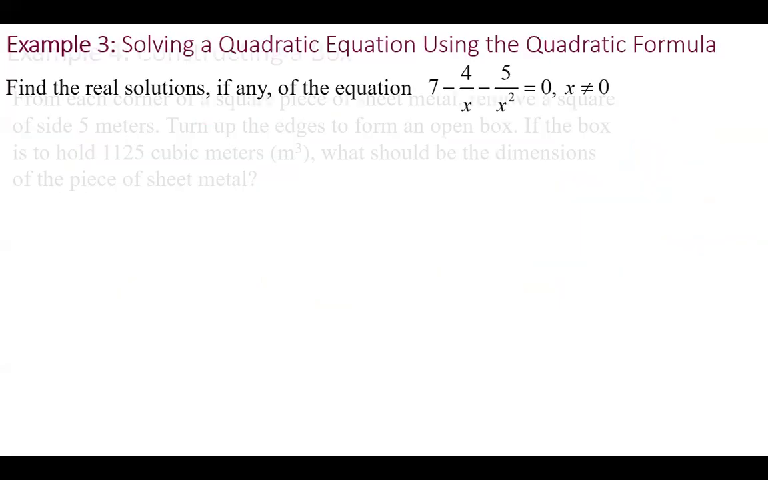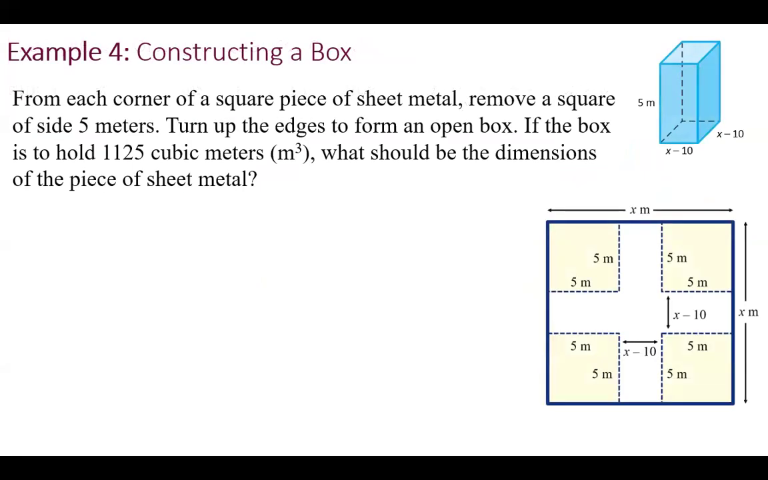Okay. All right. Up next is a word problem because you got to tie it back into geometry. So we have a box here. From each corner of a square piece of sheet metal, remove a square of side 5 meters, then turn up the edges to form an open box. If the box is to hold 1,125 cubic meters, what would be the dimensions of the piece of sheet metal?